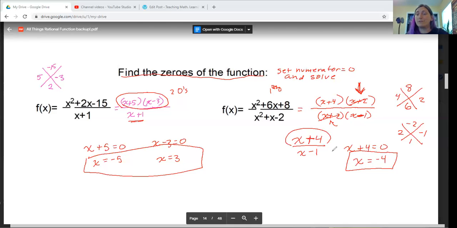So you still do have to factor the bottom and check. But in the end, once you've factored and canceled, or once you've factored and checked and there's nothing to cancel, you only set your numerator. Okay.